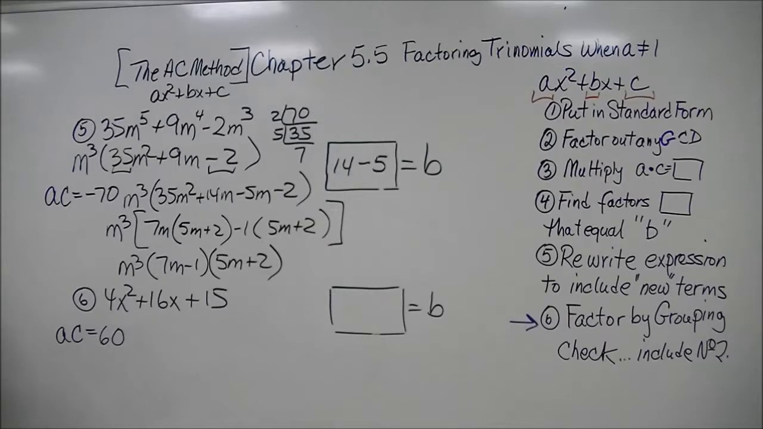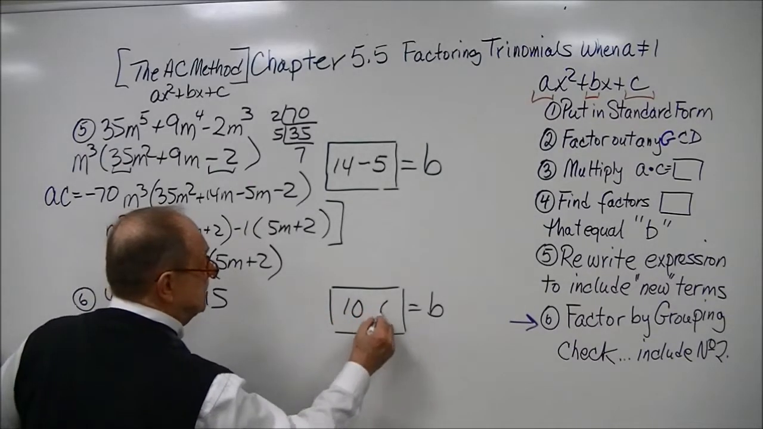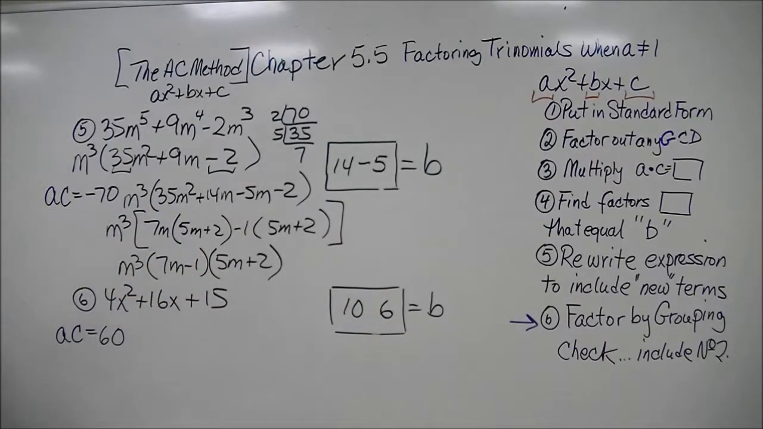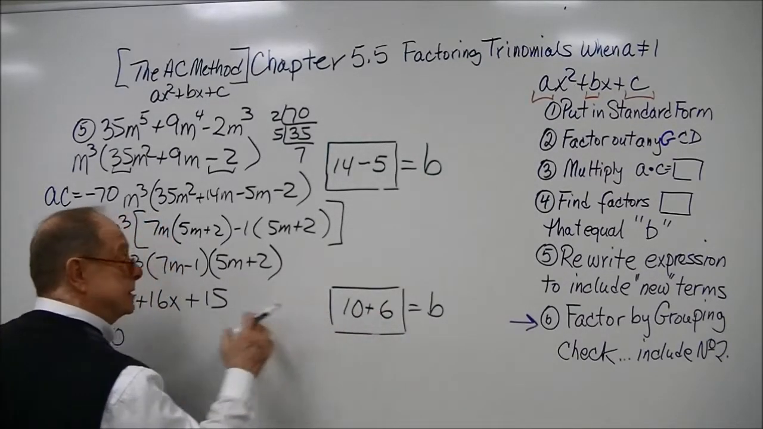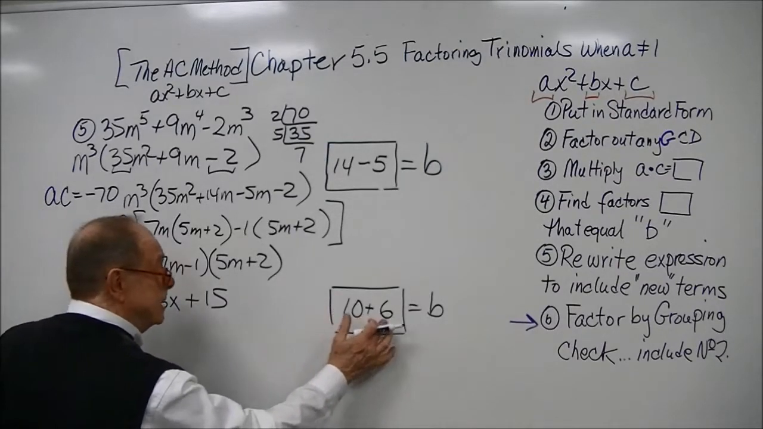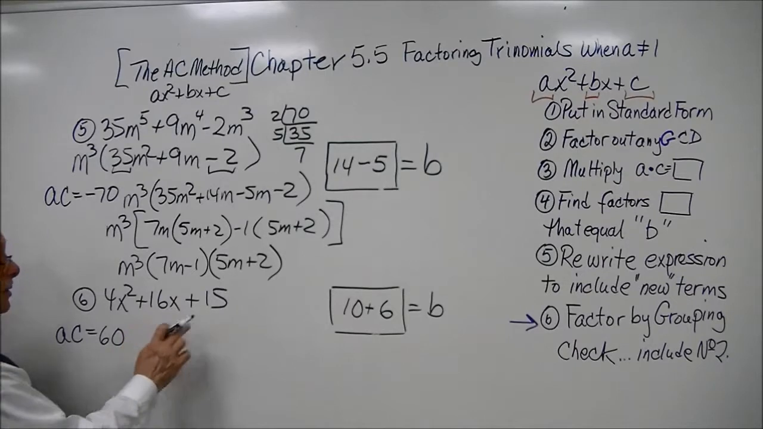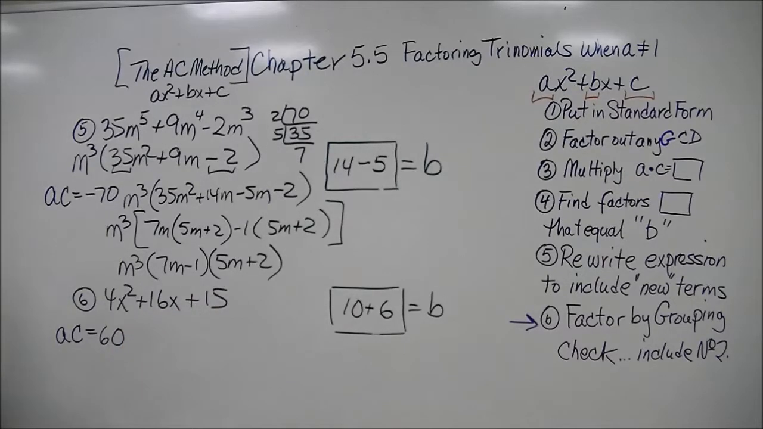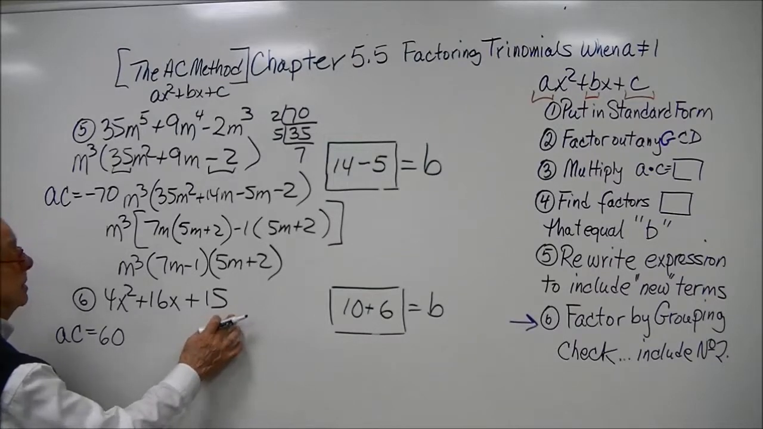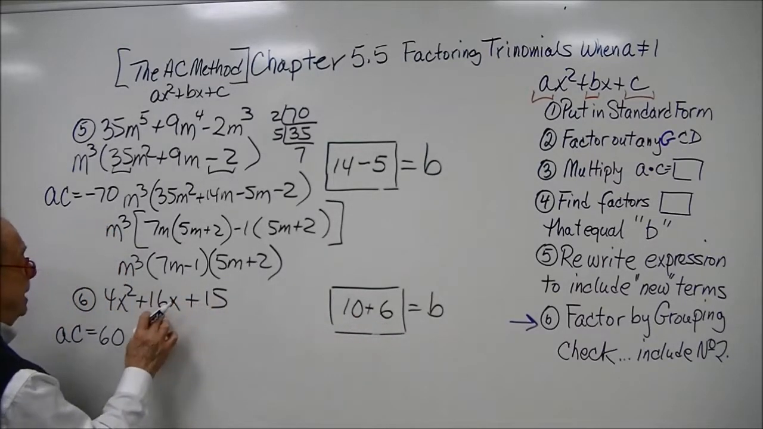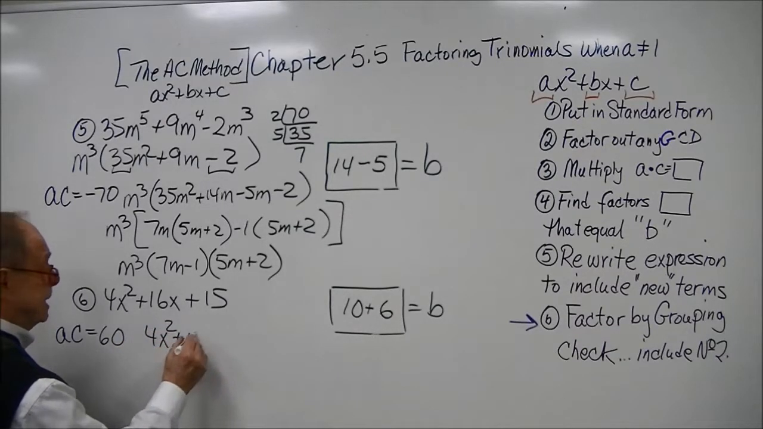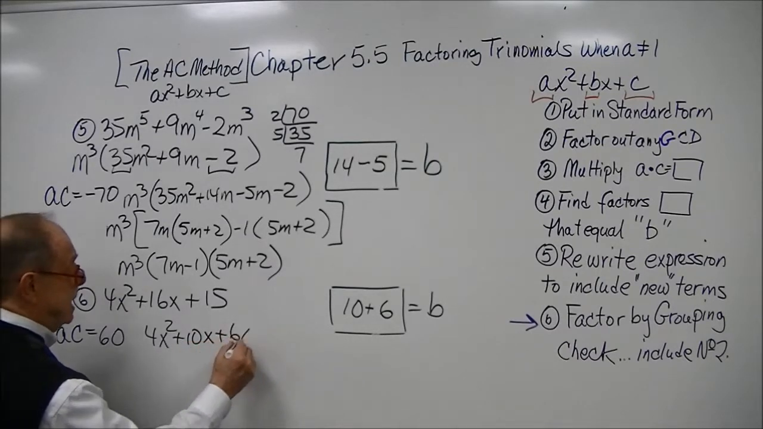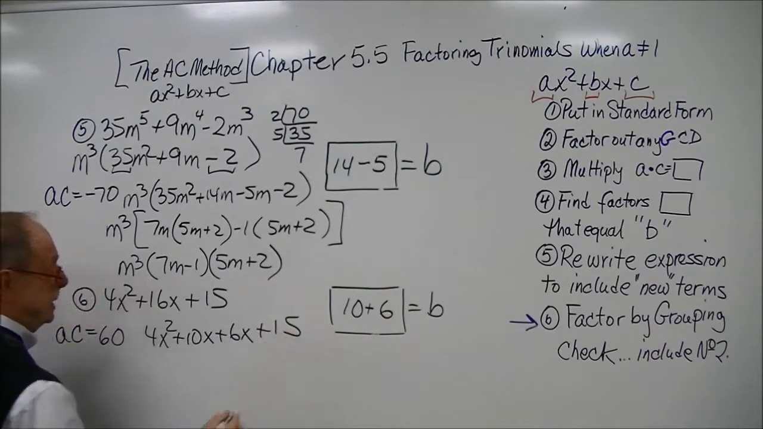Well, every once in a while you have an easy one, and this is sort of an easy one. How about 10 times 6? And we're just going to add them together. So 10 times 6 is 60. 10 plus 6 is 16, my b term. That's what I wanted. Now I'm going to rewrite this expression using these factors for b. So I get 4x squared plus 10x plus 6x plus 15.